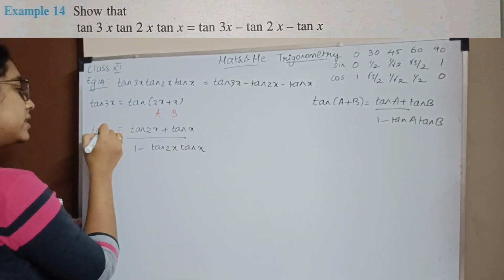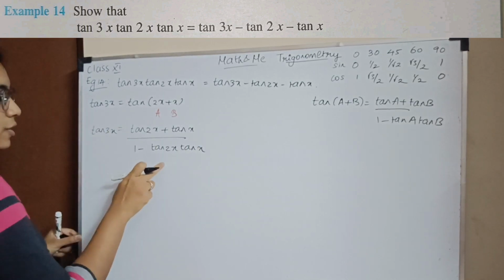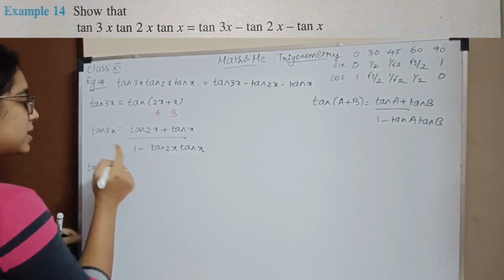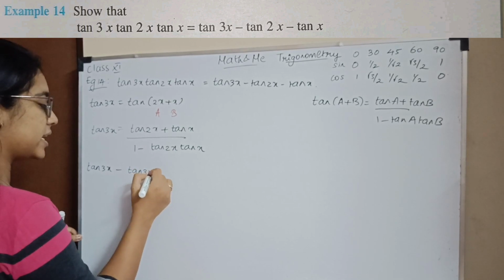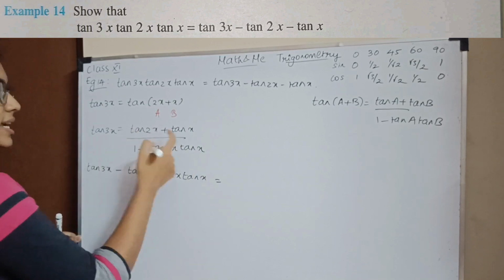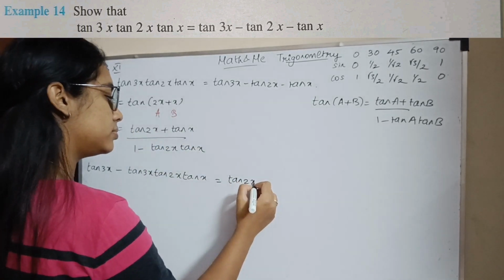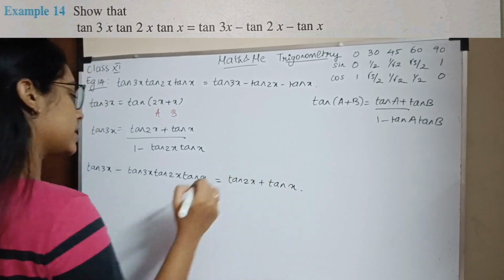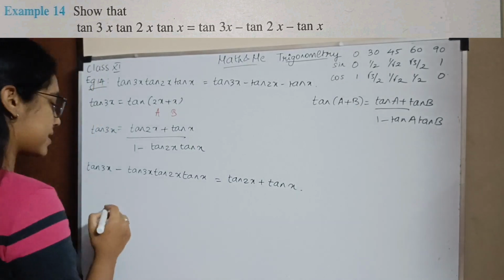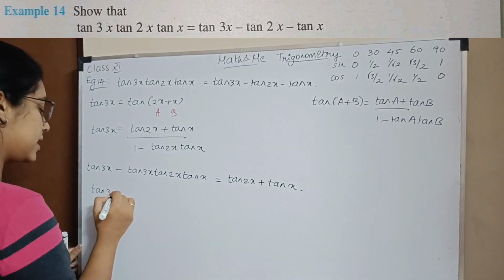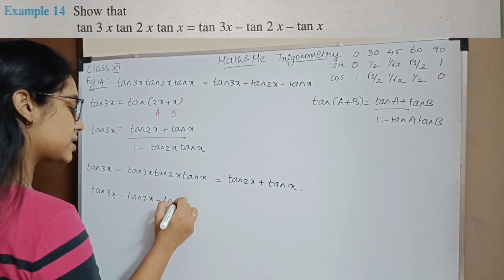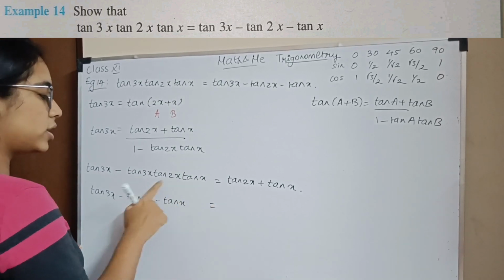This is nothing but tan 3x. Correct? So, when I cross multiply, I will have tan 3x minus these two. So, I will have tan 3x tan 2x tan x equals this tan 2x plus tan x. So when I bring these two terms to my left hand side and this term to my right hand side, I'll be left with tan 3x minus tan 2x minus tan x equals, I'm bringing this whole term to my right hand side.